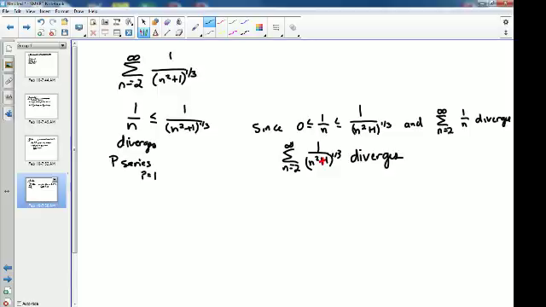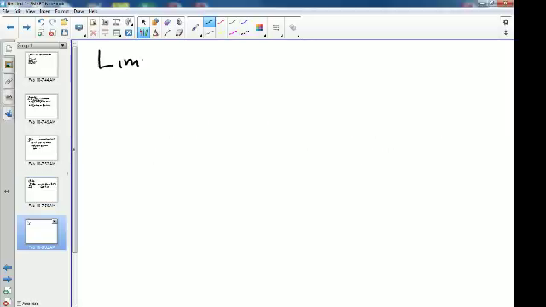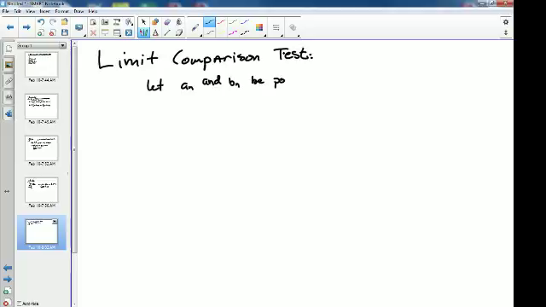All right, limit comparison test. Guess what? This uses limits. It's a little bit more wordy. Let A sub n and B sub n be positive sequences.